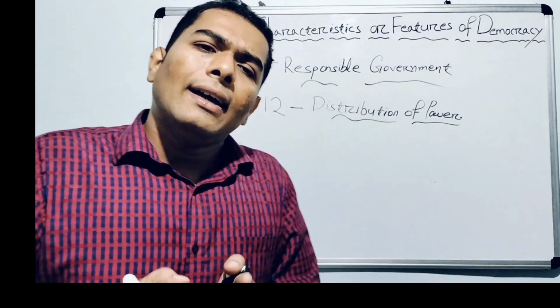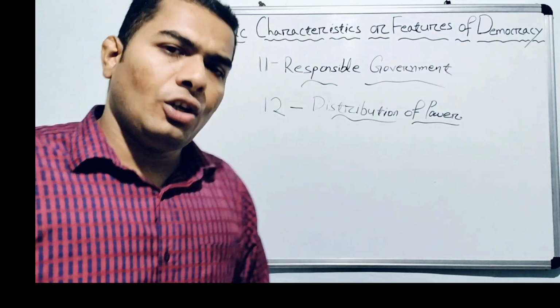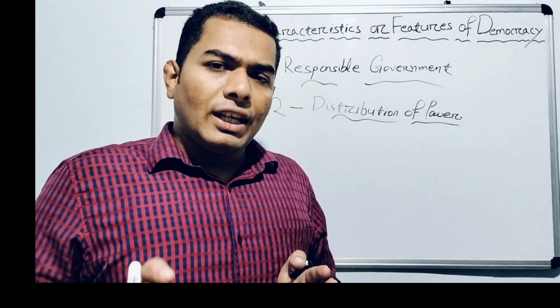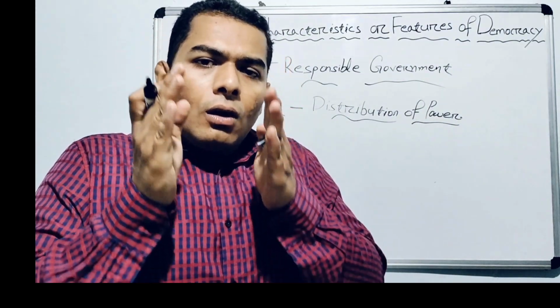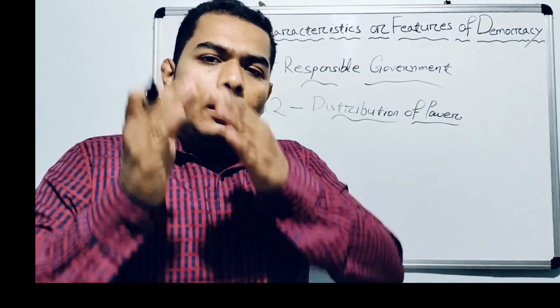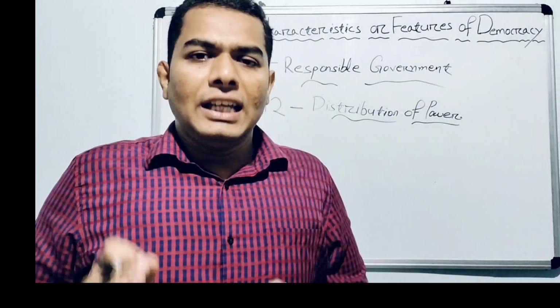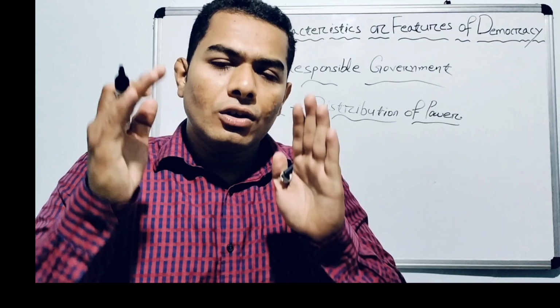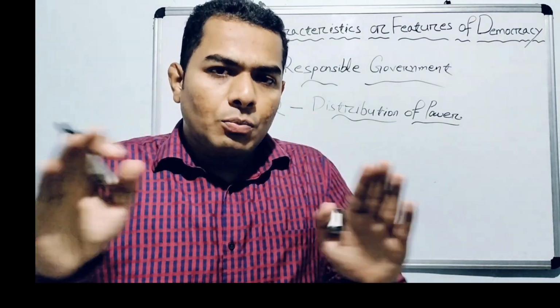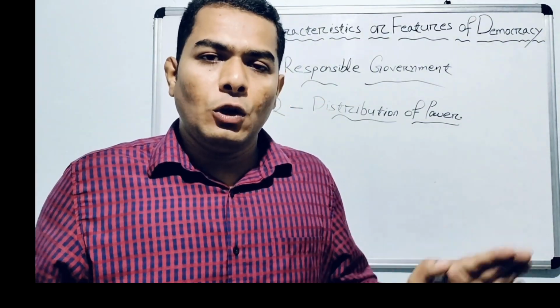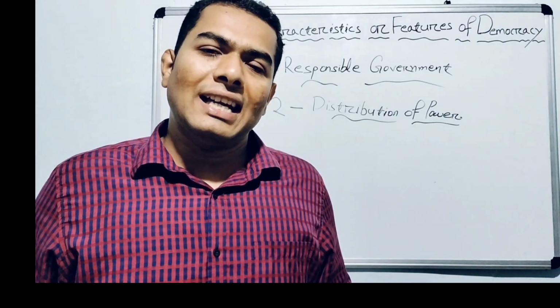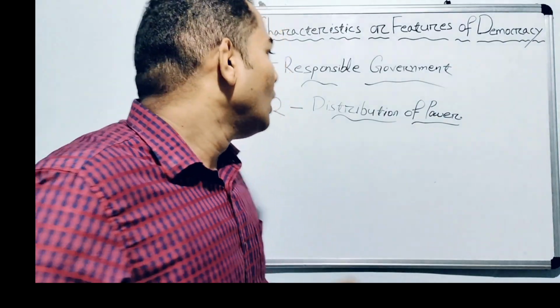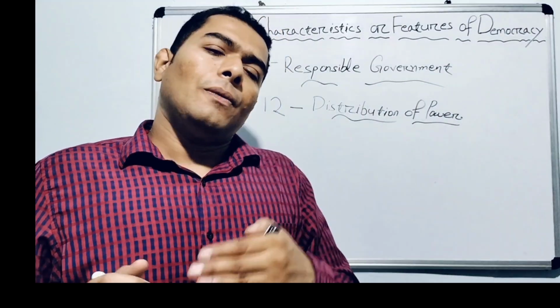So why has this distribution of power been there in democracy? So that all the organs of the government perform their tasks perfectly in a smooth manner, the state runs in a peaceful and stable manner, and no confusion arises in society. For this, distribution of power is found in democracy.